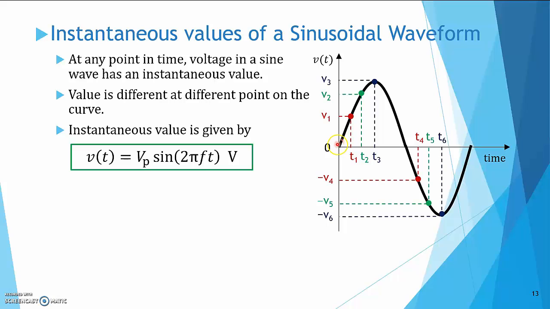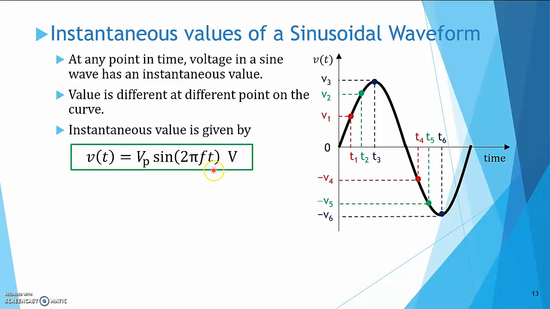At any point in time, a sine wave has a magnitude value. For example, at time t1, the voltage of the sine wave is equal to V1. At time t2, the voltage value is V2. V1, V2, V3 are the instantaneous voltage values of the sine wave at time t1, t2, and t3 respectively. The instantaneous magnitude value can be calculated from the general equation of sine waves.